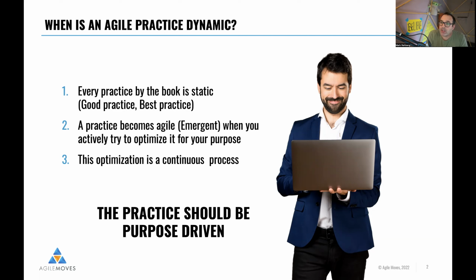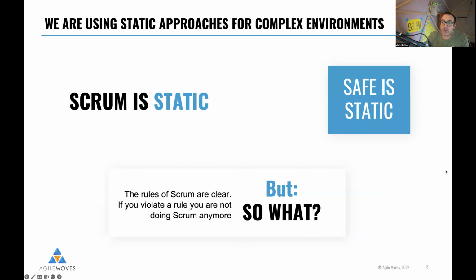It becomes more agile when you are dealing with it more emergent, when you actively try to optimize it for your purpose. So when your purpose changes, maybe the practice has to be changed as well. When you look a bit further into this static or dynamic approach, and you're using a framework like Scrum or SAFe, then Scrum is a static framework, right? You have a clear definition, you have a Scrum guide where every rule is described, and you have to adhere to it. Otherwise, you are not doing Scrum anymore, and you cannot change it.